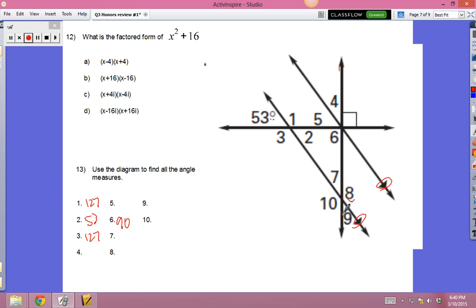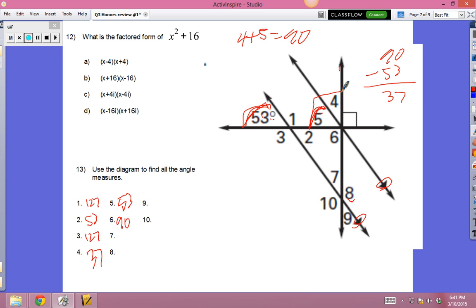Now, I know that 4 and 5, 4 plus 5 equal 90. And I know that 5 is corresponding to 53. 5 and 53 are the same. So I'm going to say 5 is 53. And we are going to say 5 plus 4 is 90. So 90 take away 53, that's going to be 37. So 4 is 37.